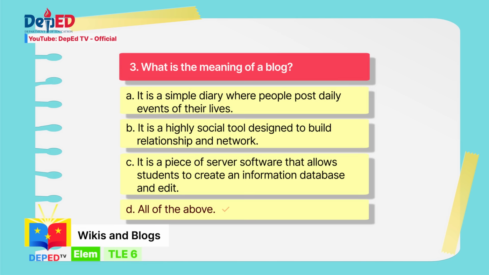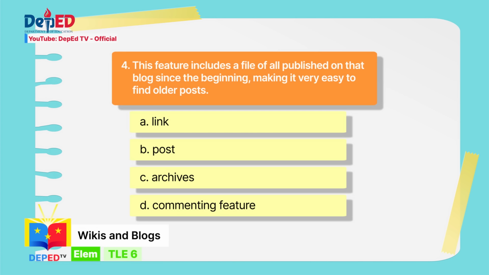Number 4. This feature includes a file of all published on that blog since the beginning, making it very easy to find all their posts. Letter A, link. Letter B, posts. Letter C, archives. Letter D, commenting feature. Number 4, letter C, archives.